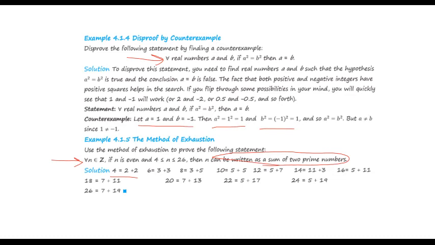So it took us a long time, but we checked all the different cases that may exist for the value of n. So n should be even, and n should be greater than or equal to 4, and n should be less than or equal to 26, and we checked all the cases. But this method may not work all the time, because sometimes we have an infinite number of values for a variable like n, so it would not be practical to use exhaustion to prove such a universal conditional statement.